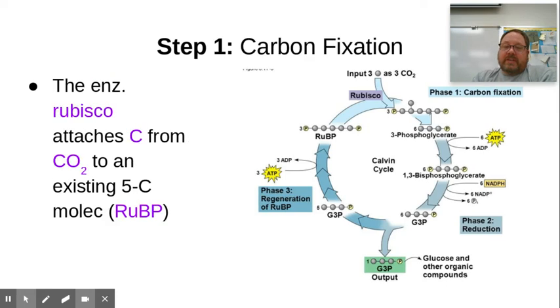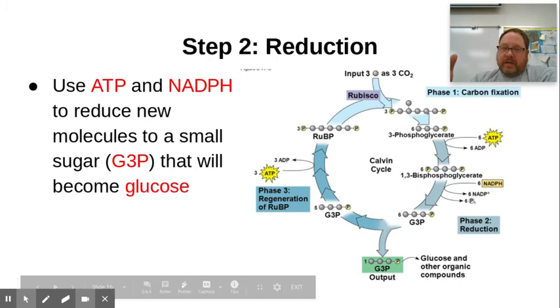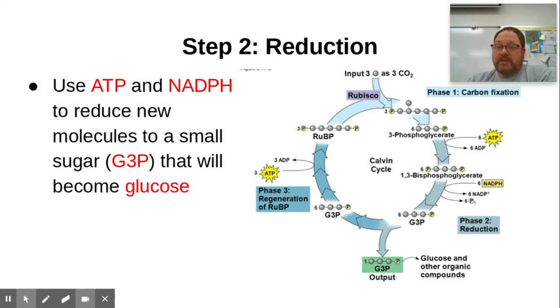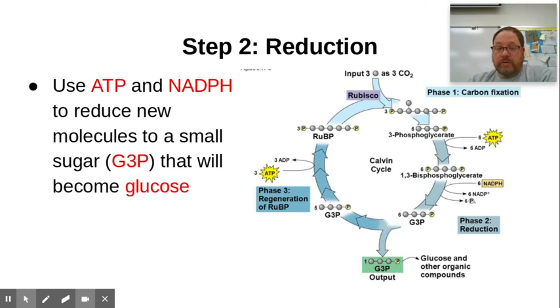The first step is fixation, where you basically attach the carbon from carbon dioxide to RuBP. The second step is called reduction. Again, reduction is a gain of electrons. So you take the electrons from NADPH and add that. And again, you use some energy to rearrange these molecules, and you end up spitting out these 3-carbon sugars, the G3P sugars, that ultimately can combine to form glucose.